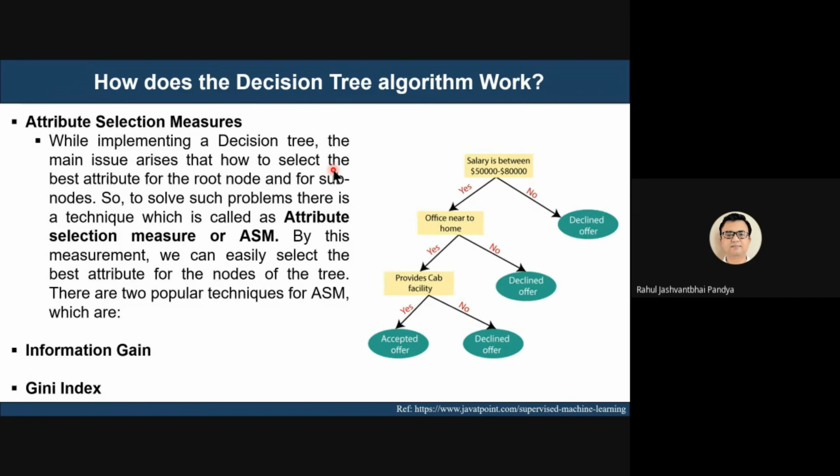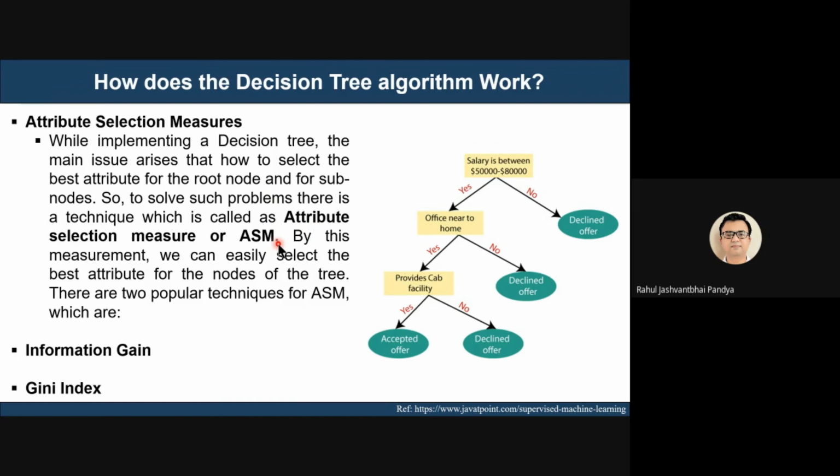How do we do the ASM, attribute selection measure? While implementing a decision tree, the major issue is how we select the best attribute for the root node, and accordingly split into the subnodes. To solve such problems, there are multiple techniques available. There is one technique called attribute selection measure, or ASM.